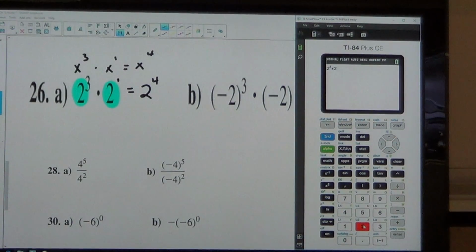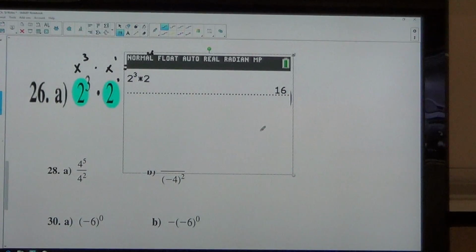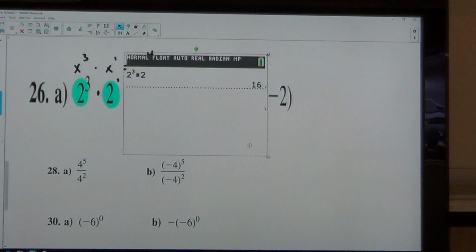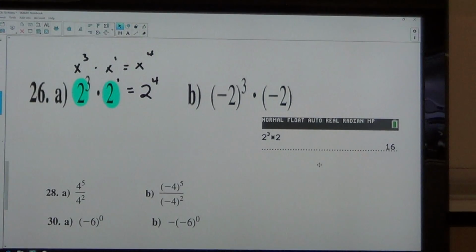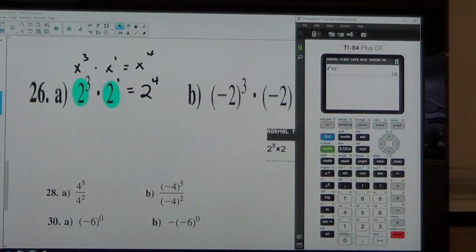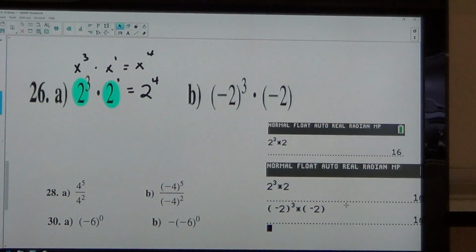Times 2. Now, even though your calculator may not do that now, you may get into the testing room and your calculator may be like that, so be careful. So this one actually gave you the answer, as long as you know how to type it in and you know what you're doing. So the answer to that first one is 16. We good? Yeah. Now, for the next one, how would I type that in? Parentheses, -2, parentheses, to the third, jump off the airplane, times, parentheses, -2, parentheses. The answer to that one happened to also be 16.